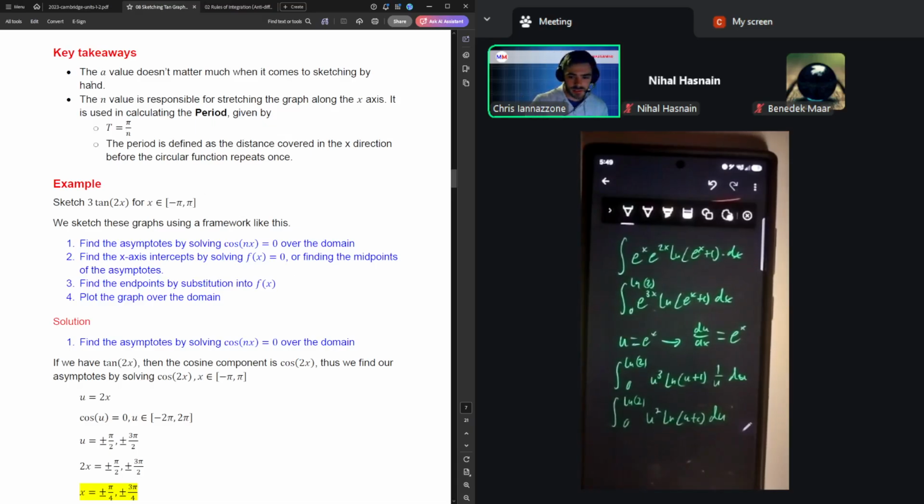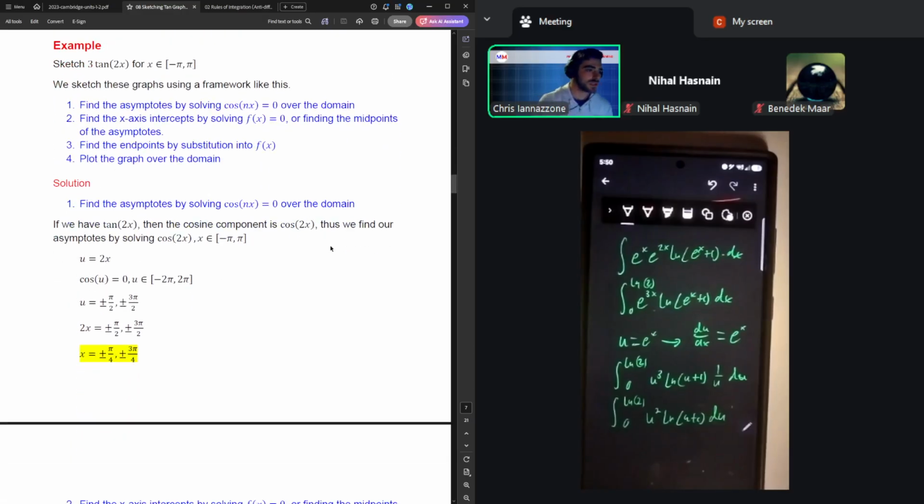So yeah, just a few key takeaways. That the a value, the coefficient at the front, isn't really going to matter too much when it comes to sketching it by hand. The n value is going to be used in calculating the period, and it does have an impact on the spacing of your graph, but we're not going to really need it unless you are specifically trying to calculate the period. So let's have a look at an example. These are the steps that you need to follow, so long as you just have the dilation factors.